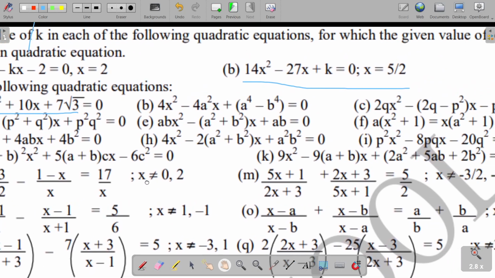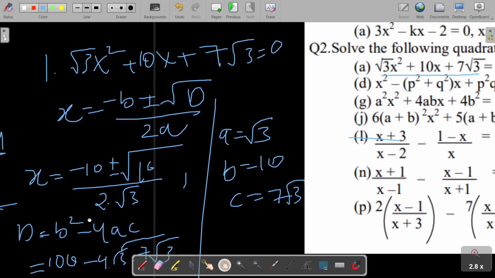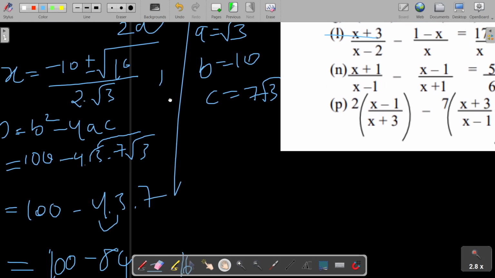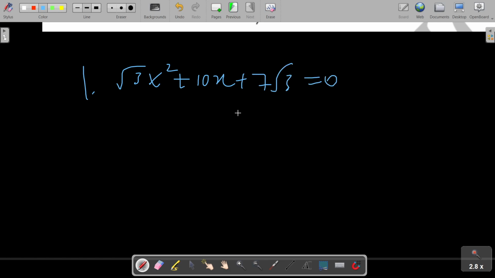Okay, let me take the second problem. Before that, I'm going to talk about the completing the square method, for anyone who cannot remember this formula. So let's do that. Root 3 x squared plus 10x plus 7 root 3 is equal to 0. So what do we have here? Root 3 x squared.